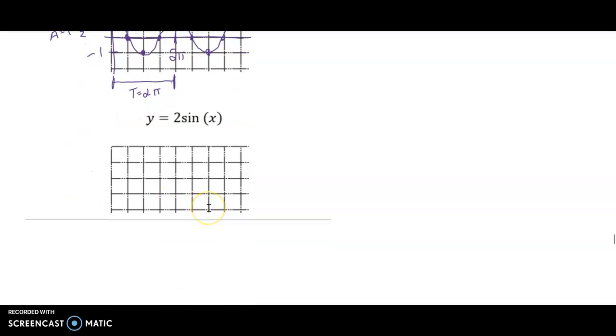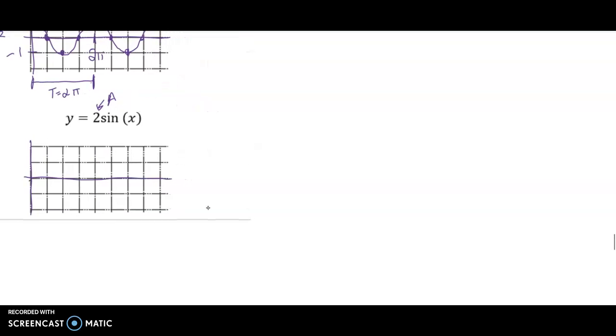Come down here, y equals 2 sine x. This changes the amplitude. This number here is always the amplitude. So I'm going to label that as A for amplitude. Now I'm going to draw in my axes, and I'm going to put dots at the spots, but I'm going to go up to 2 there, down to -2, 0, up to 1, up to 2, 0, down, 0. Sketch it in like this.